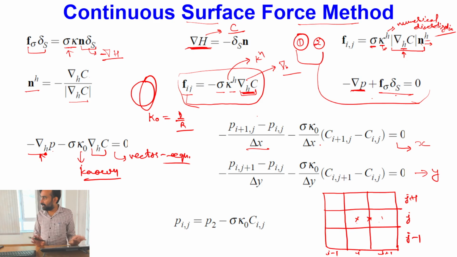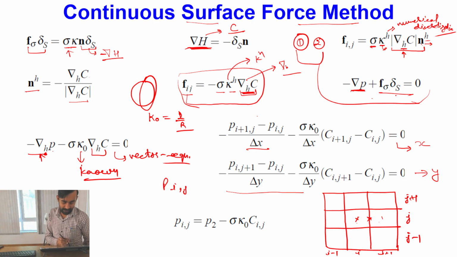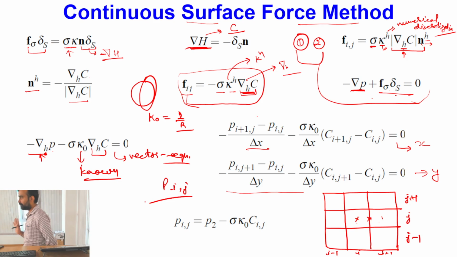Is this point clear? Likewise, whenever I will be discretizing it for the situation of j, then I can write it P i,j+1 minus P i,j by delta y, and like this. Is this point clear? Now, I can simultaneously add both these equations to calculate the value of P i,j. From here I will be getting the value of P i,j.